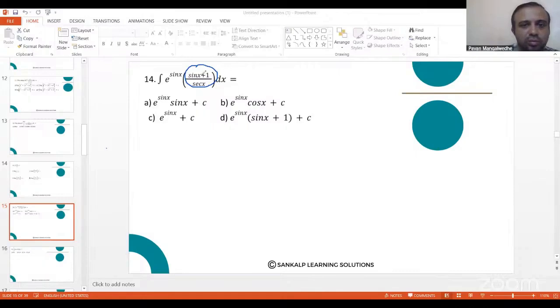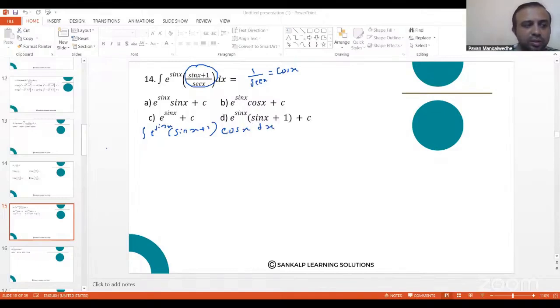So it is sin x plus 1 by sec x. You know that 1 by sec x is nothing but cos x. So this integration can be rewritten as e raised to sin x into the bracket sin x plus 1 into cos x dx.